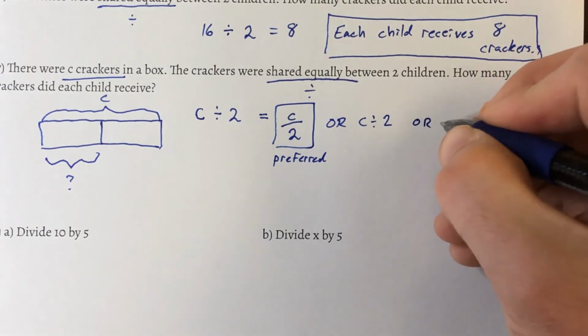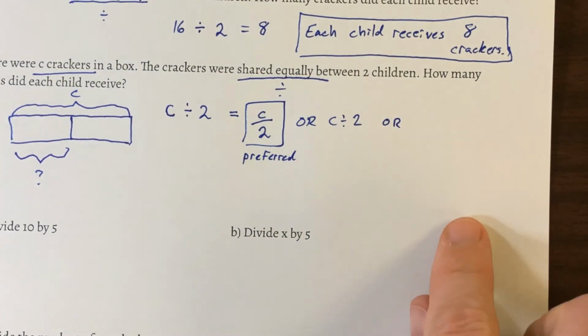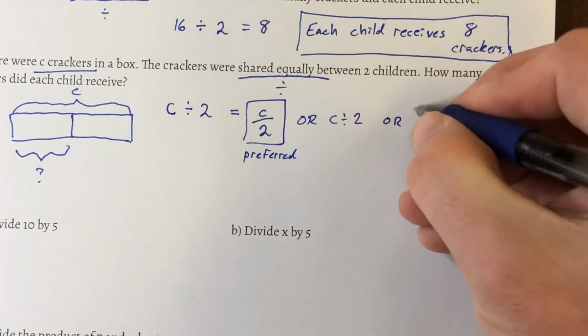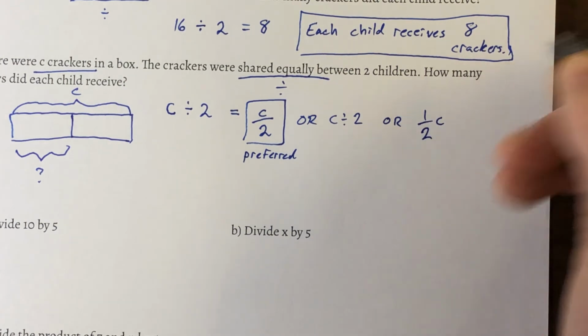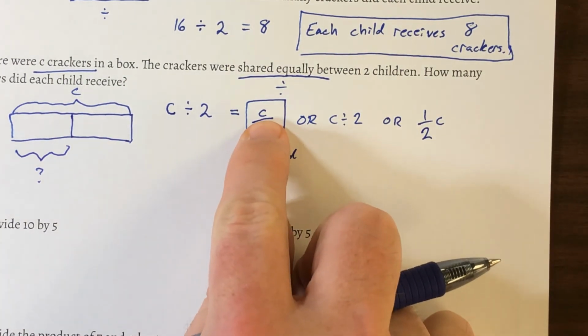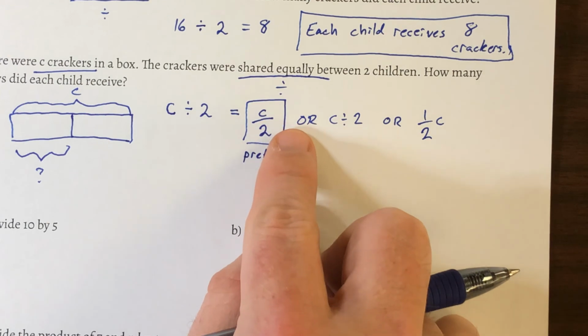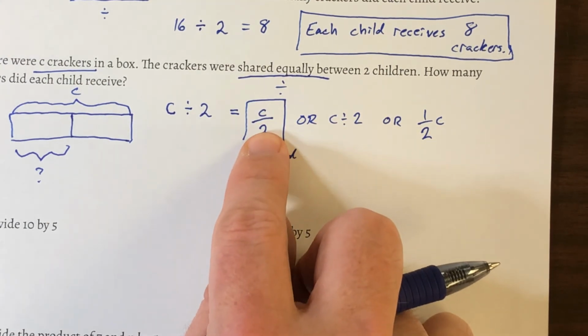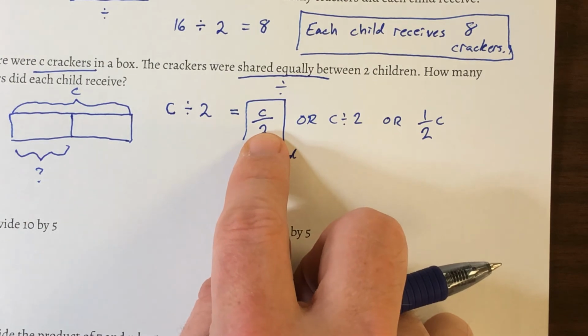Or, if you remember our multiplication page, then we could write it like a fraction, as in 1/2 c. Notice the c is on the top, so if I move it off to the side, what would have to go on top? 1. So c over 2 is the same thing as 1/2 c.